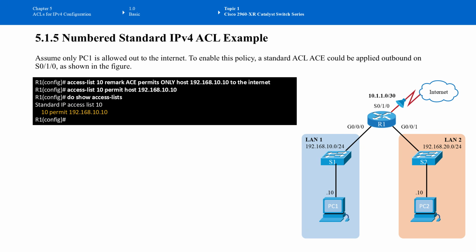For the command, first, in the R1 global configuration mode, enter the command access-list 10 remark ACE permits only host 192.168.10.10 to the internet. And then use the command access-list 10 permit host 192.168.10.10.